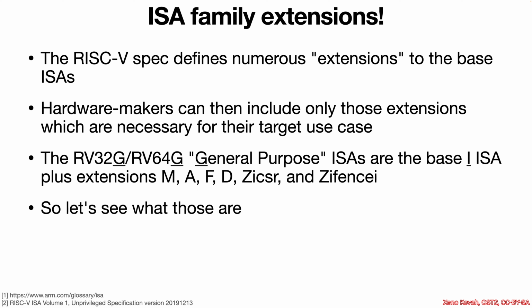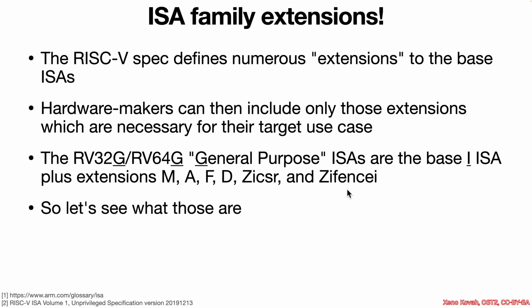Now, as the RISC-V document said a few slides ago, you can also have numerous extensions to the base ISAs. Most of these extensions are frequently used to create what they call the general purpose ISA. So they have RV32G and RV64G for the general purpose, and that means you start with the base ISA for integer operations, and then you include extensions M, A, F, D, Zicsr, and Zifencei, and we'll talk about those in a second.